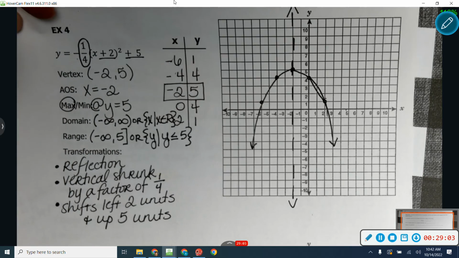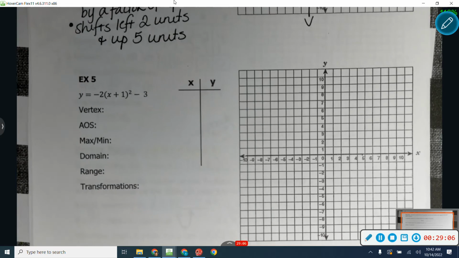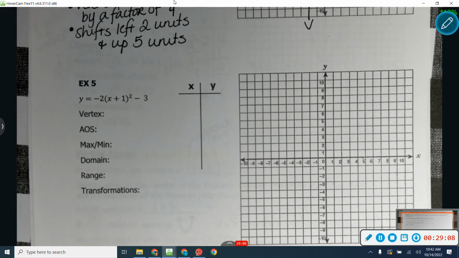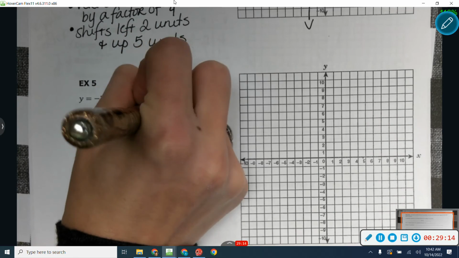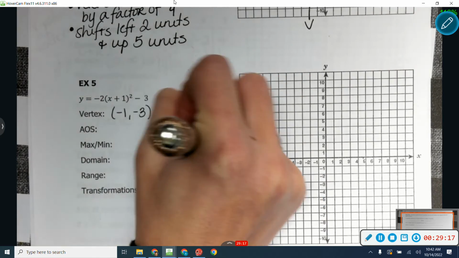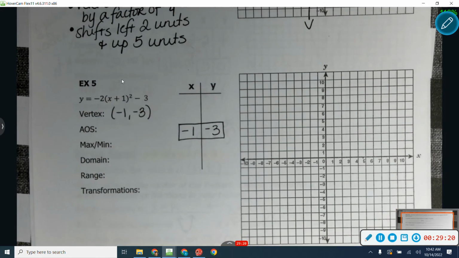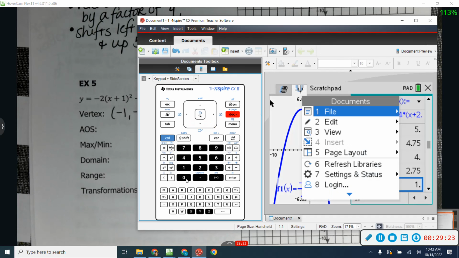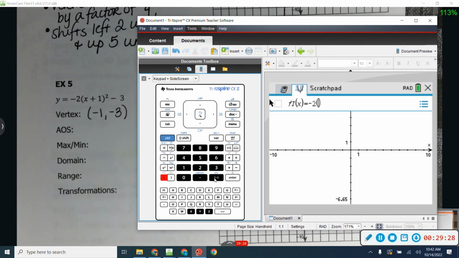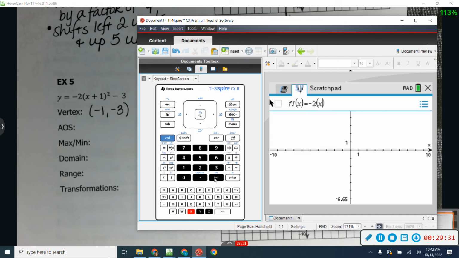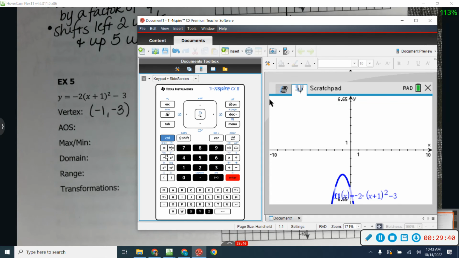Okay, last example. What's my vertex going to be? -1, -3. Go to your calculator, doc B, and then type in -2 times (x plus 1) squared minus 3. Control T.